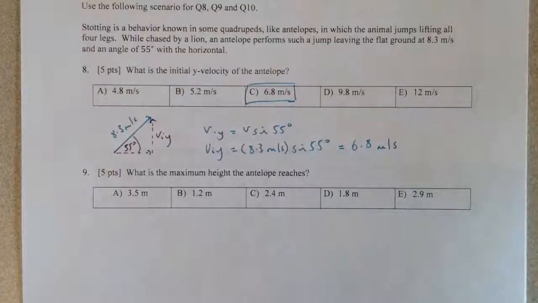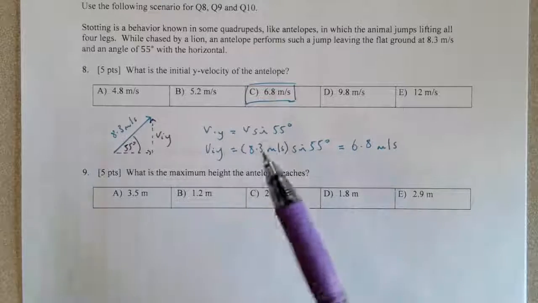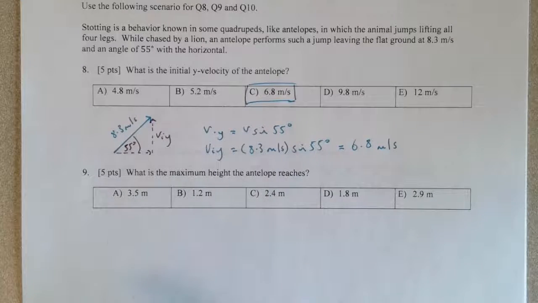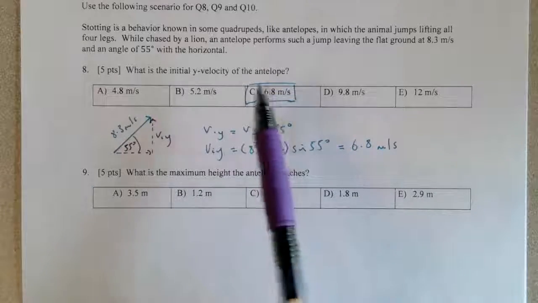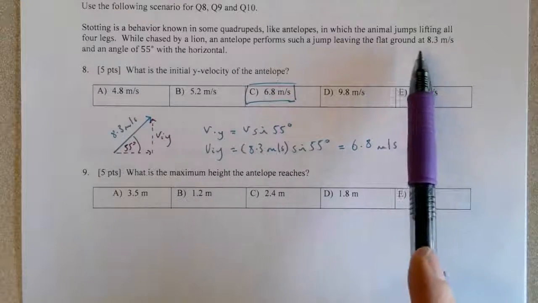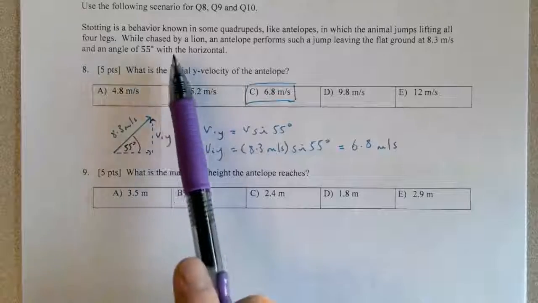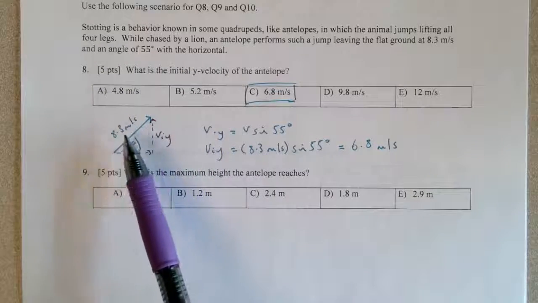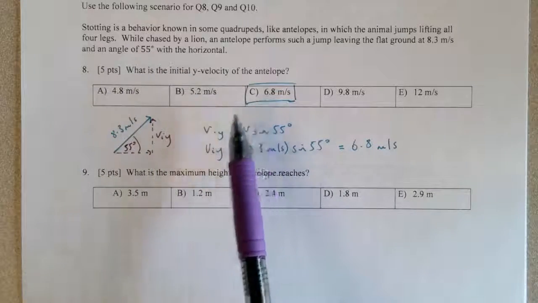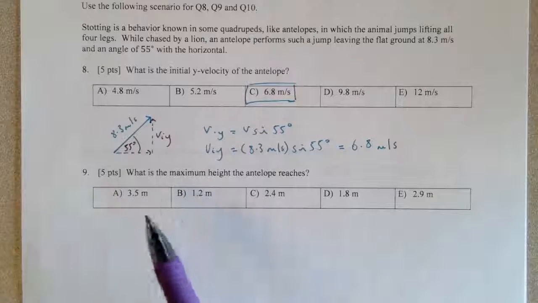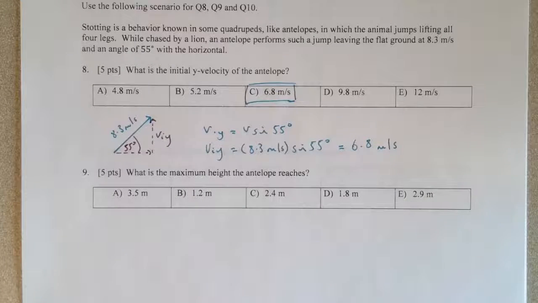Okay, so for question 9, we're continuing on with the same problem about the jumping antelope, again jumping on flat ground at 8.3 meters per second at an angle of 55 degrees from horizontal. In question 8 we determined that the initial y velocity was 6.8 meters per second. So in question 9 we're thinking about what's the maximum height the antelope reaches.